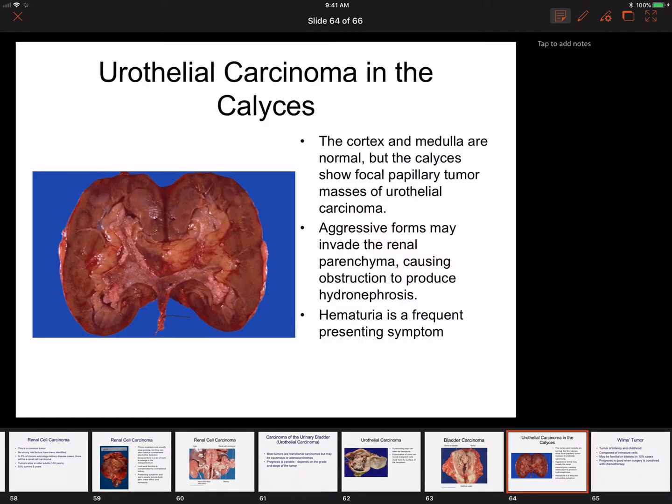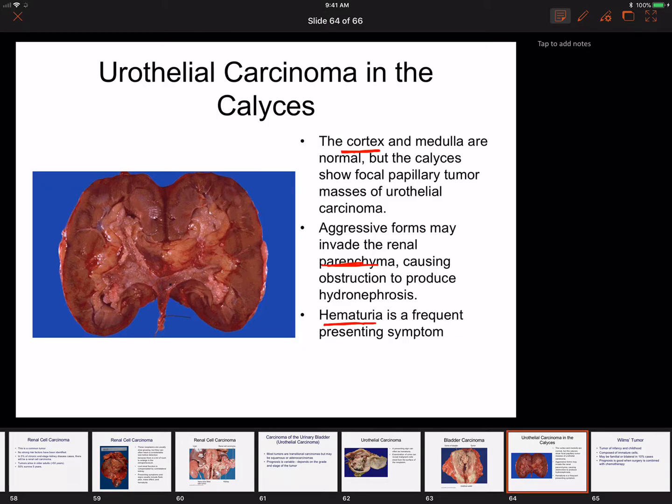Now, the cortex and the medulla, in this particular case, you can see that they are normal. But if the tumor is aggressive and rapidly growing, it may invade into the parenchyma. It could obstruct the output of each kidney, and patients will present with a state of hematuria.